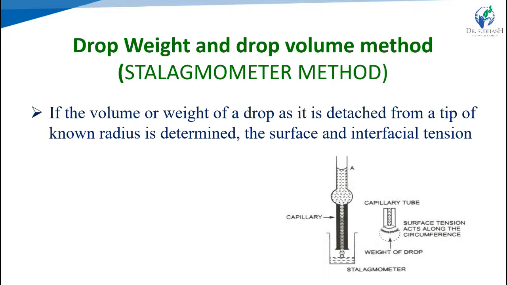Let us see what actually happens in the drop weight and drop count methods, one by one. In the drop weight method, the stalagmometer, or drop pipette, consists of a glass tube with one marking, A, above the bulb and another marking, B, below the bulb, and a capillary attached at the tip.